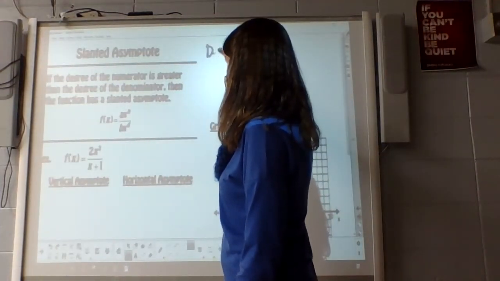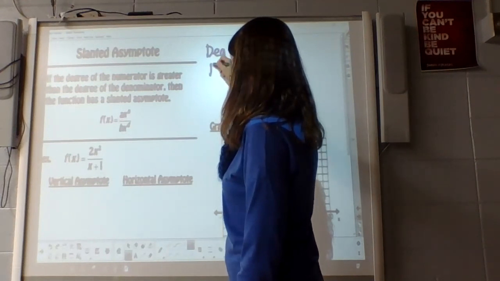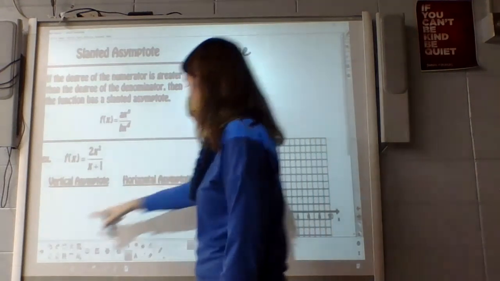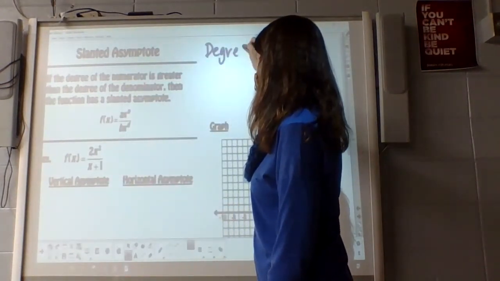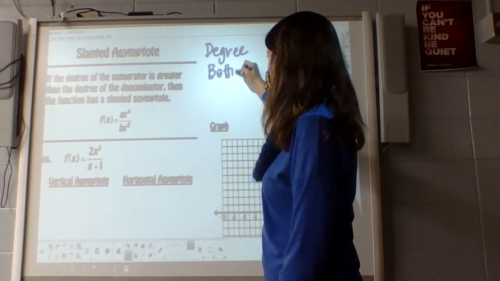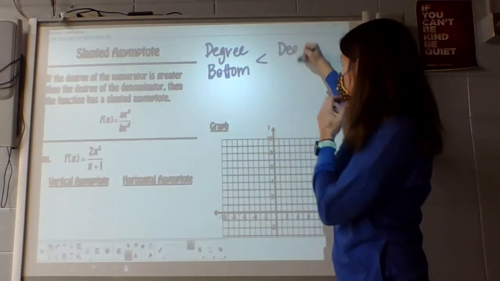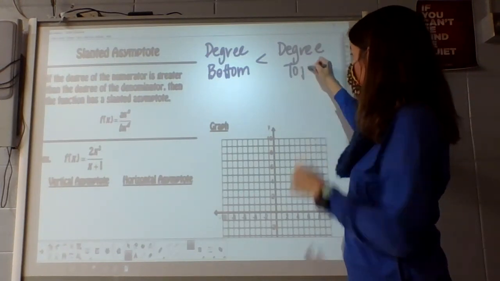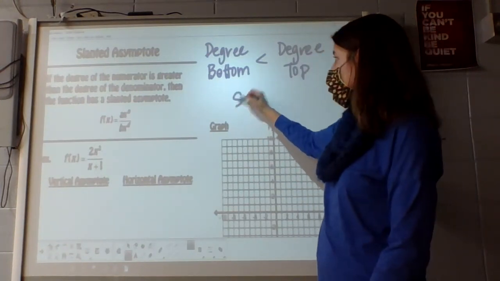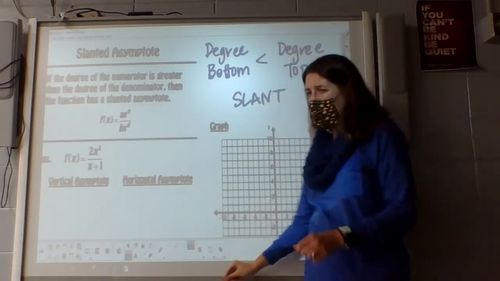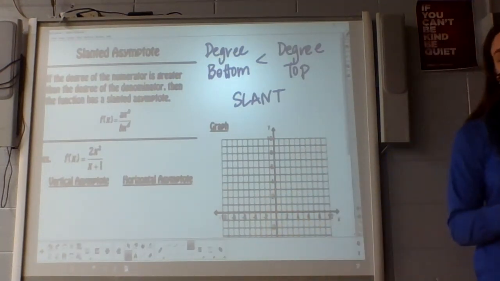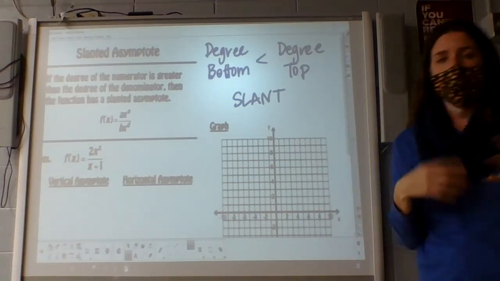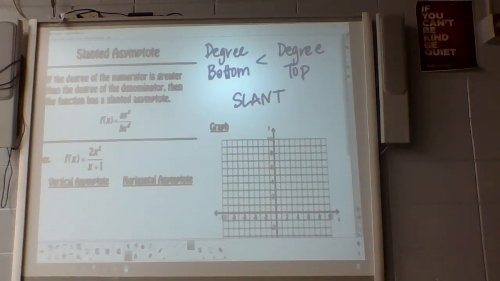So when the degree on the bottom is smaller than the degree on the top, then we have a slant asymptote. So we're not going to do these. This is just trying to show you the other option, but we're not going to get any like that. That means the asymptote is actually slanted in the problem. We will not do ones like that. If you look in your book, they'll have them, but we don't need to worry about them.